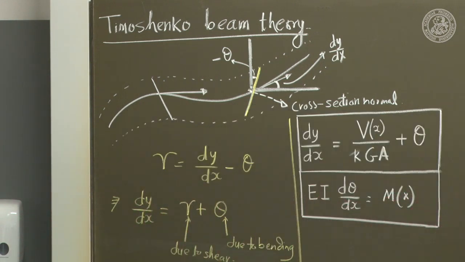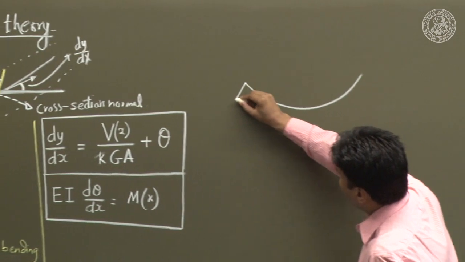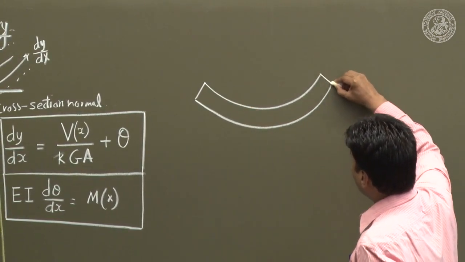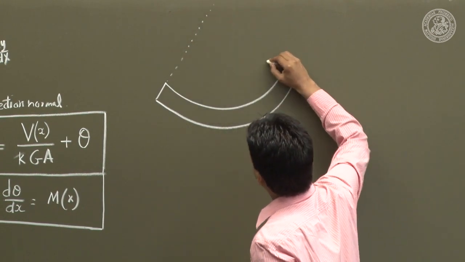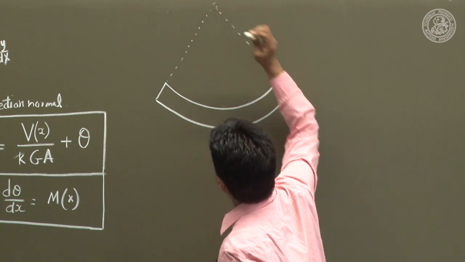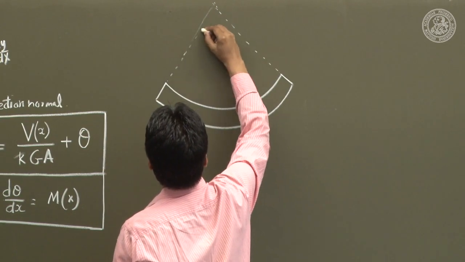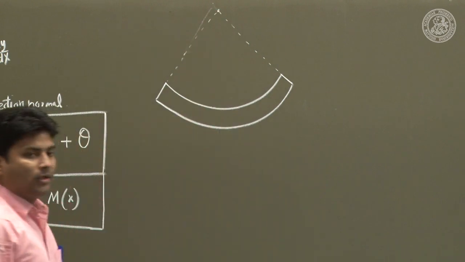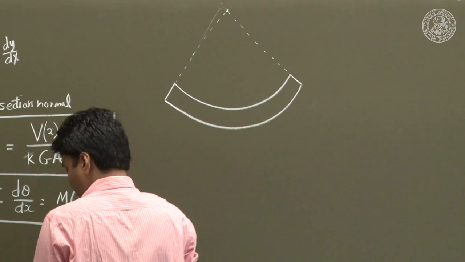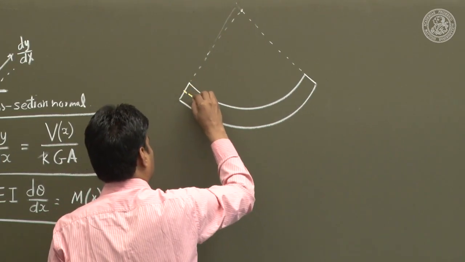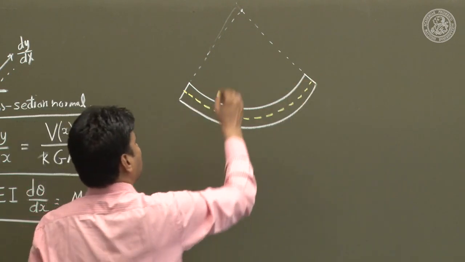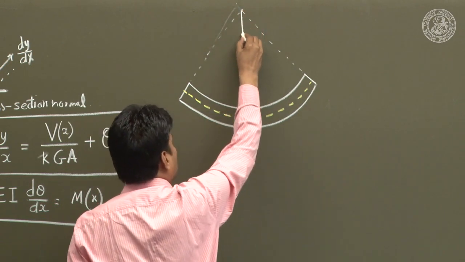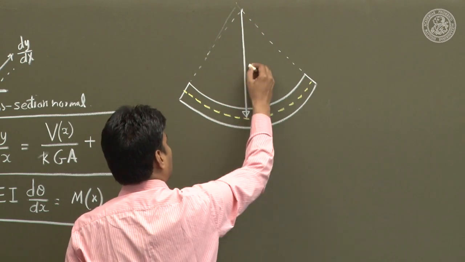So I'll work out a very simple situation. Think of pure bending of a beam. So here's a pure beam, and it undergoes pure bending. So there will be a center somewhere. So that's the center of rotation. And this line is your neutral line, isn't it? So we call the radius of the neutral line capital R.